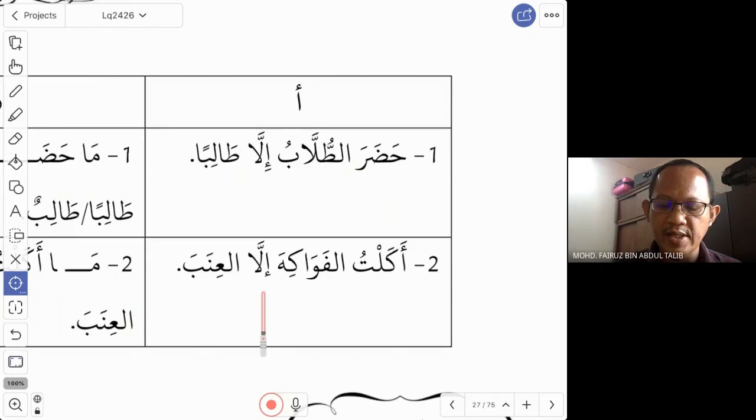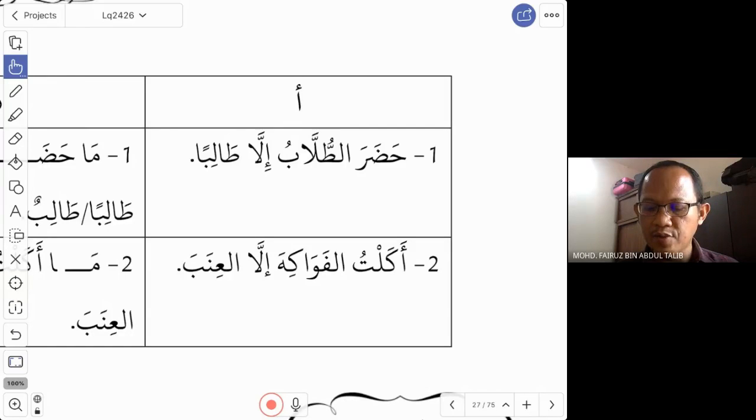This is also similar. The sentence is musbat because there is no la, there is no ma. And then, do you have the mustasna minhu? Yes, we have this. Mustasna is al-inab. You want to exclude the word inab from the word al-fawakih. So this is the mustasna minhu. Both conditions are fulfilled, then we say the mustasna is always in the nasab or mansub position. That is why we read with al-inaba. So that is the first hukum of al-mustasna.